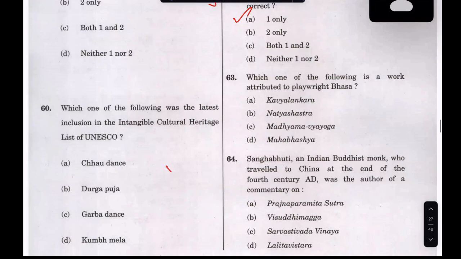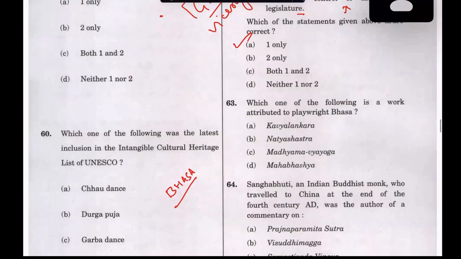This is the playwright Bhasa. I do not know the answer for this Bhasa, but you can know Panini. You will know that Panini, around 500 BC or 500 to 400 BC, wrote the Ashtadhyayi, on the language of Sanskrit.